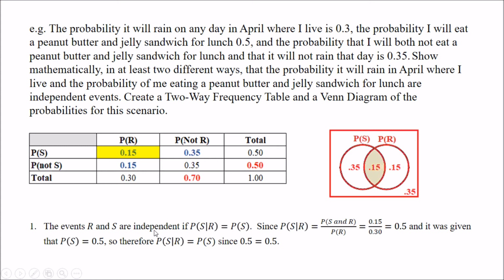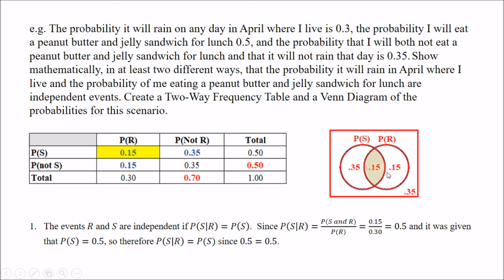The events R and S are independent if the probability of S given R equals the probability of S. We're saying the probability for S doesn't change. Since the probability of S given R is the probability of S and R divided by the probability of R, S and R is the 0.15 here, highlighted in yellow, divided by the probability of R, which is this entire circle, which is 0.3.